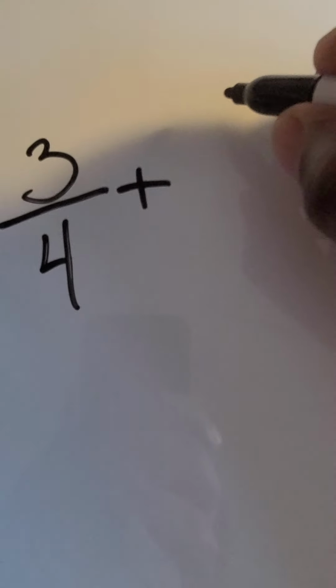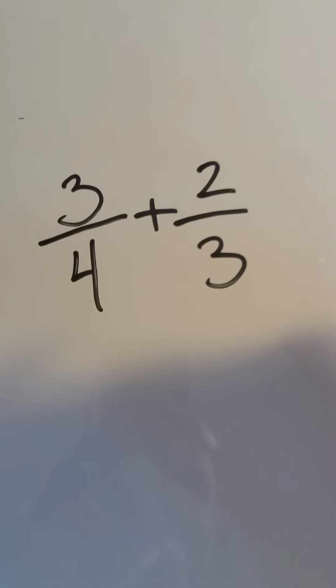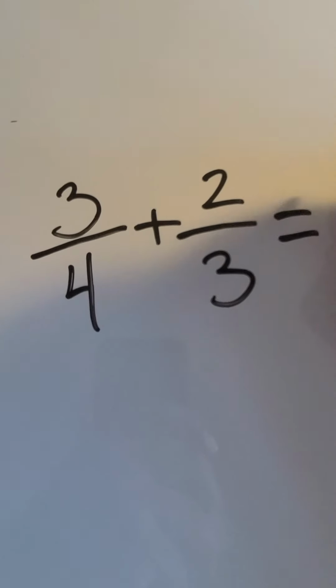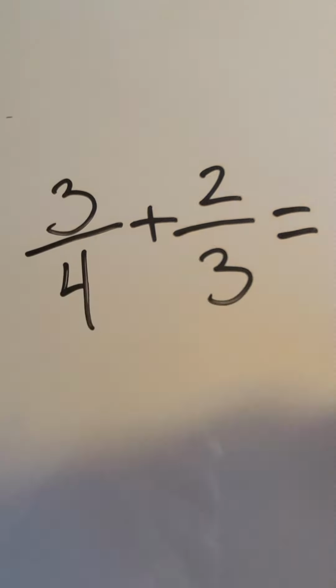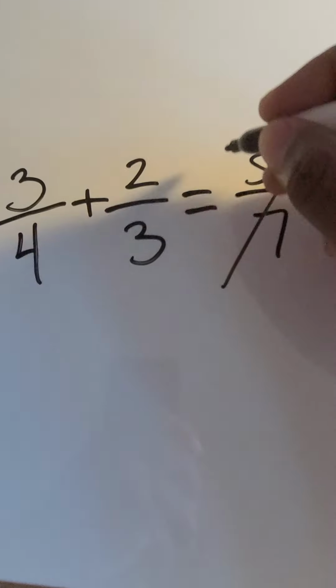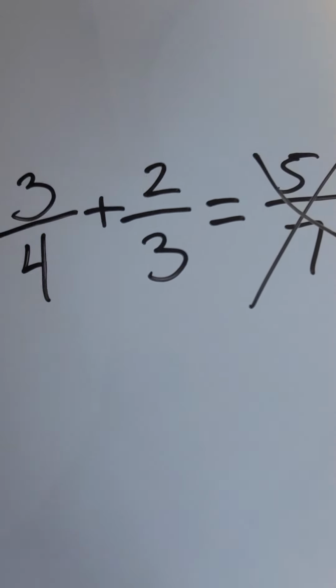So here's an example. We have 3/4 plus, let's say, 2/3. Now, the silly way to do this would be to just keep adding across. 5/7, and you got your answer. 5/7, which is wrong. That's not what we're going to do today. Here's what we're going to do. Let's get rid of this.